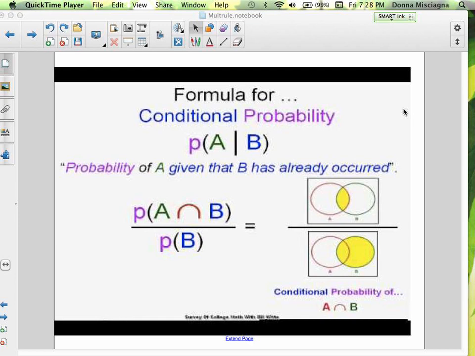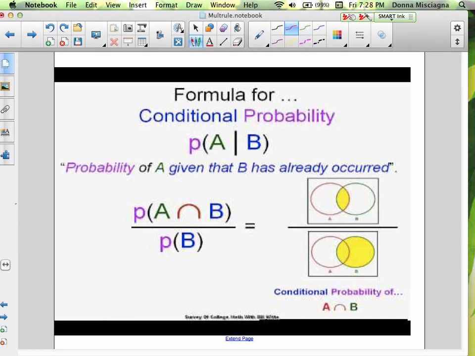What it is stating in those symbols is the probability of A given that B has already occurred. Right? And here we can see it with our nice Venn diagrams, which is good because we're going to be using Venn diagrams in this part of the lesson. So it's the combined probability, the probability that A and B occur. On the Venn diagram, it's the intersection.